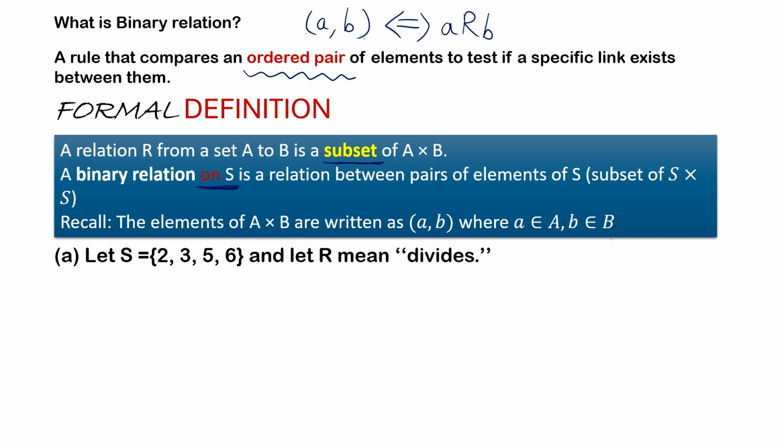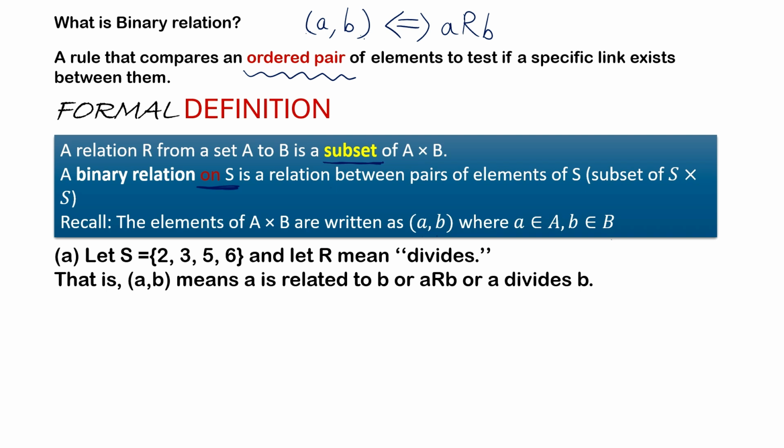Let S equal to the set 2, 3, 5 and 6. And let R, that is our rule that we were talking about, mean divides. So what does it mean? Suppose I am saying A comma B is an ordered pair, then it means that A is related to B, or A R B like I wrote here, or A divides B. That is the new rule.